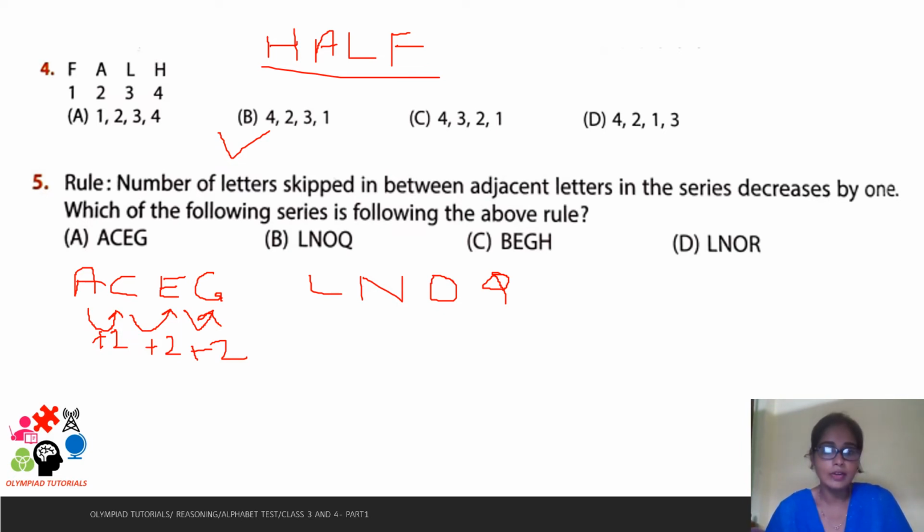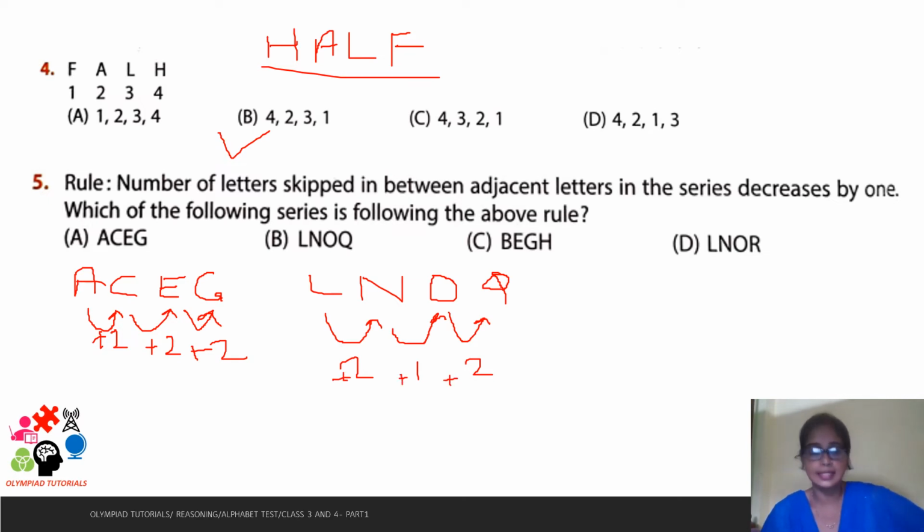So from L you have to go to N, then you have 2 alphabets. N to O you have 1 alphabet, and O to Q again you have 2 alphabets. So this is not a decreasing series. So here plus 2, plus 1, plus 2. So this is not a decreasing series. Then next, B, E, G and H.